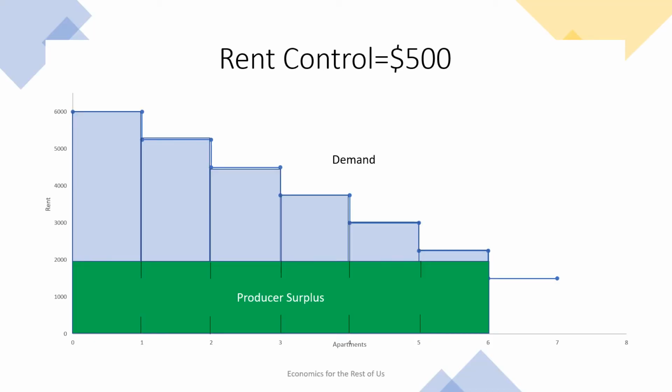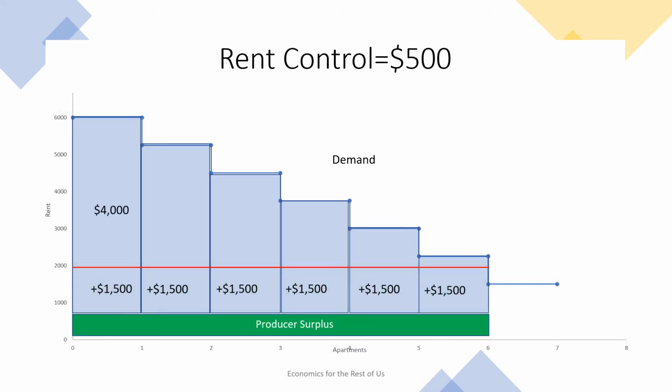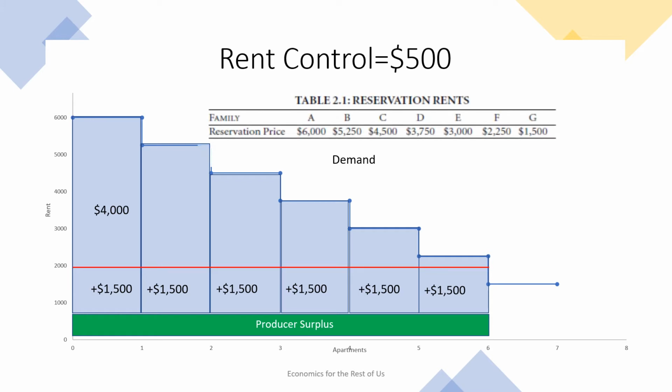Suppose the government passes a rent control law that sets the rent at $500. This means that the producer surplus per apartment is $500 instead of $2,000, and what landlords lose, tenants win. Each family's consumer surplus increases by $1,500. But at a rent of just $500, Family G can also afford an apartment. And suppose that instead of families A to F, it is families B to G that end up with apartments.